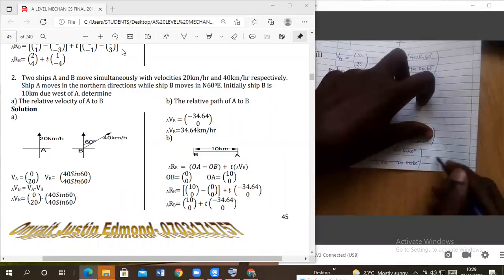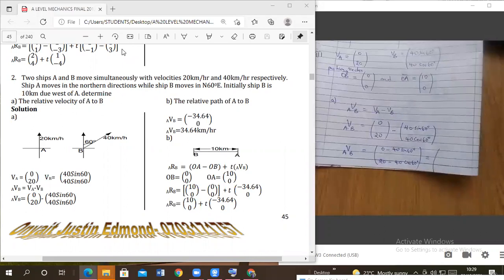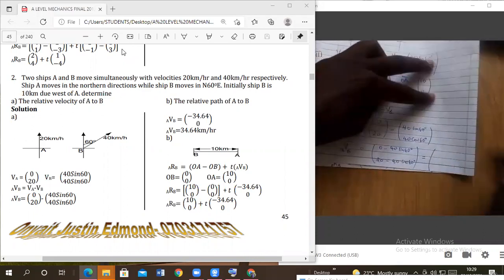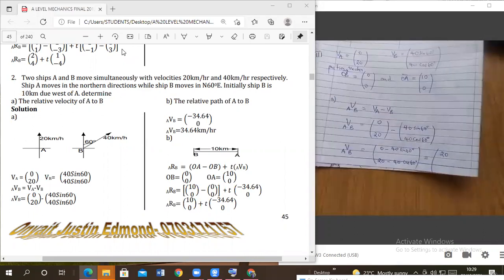So what do you get? Members, what do you get? Put it in your calculator. What do you get? 40 sine of 60. That is 20. So this one will be 20.